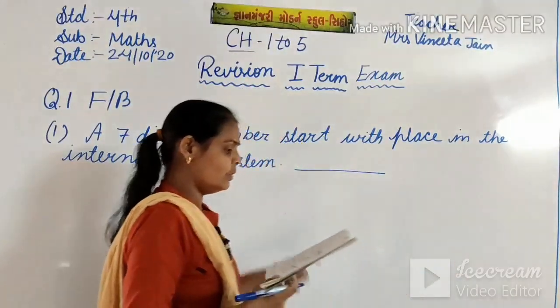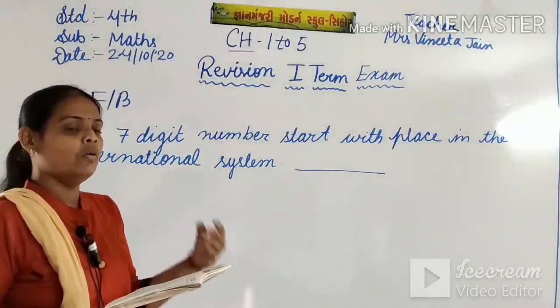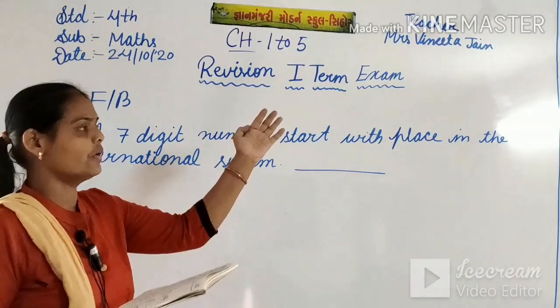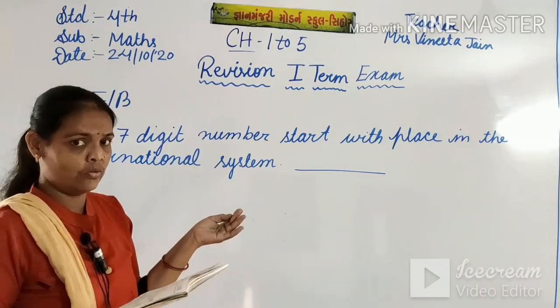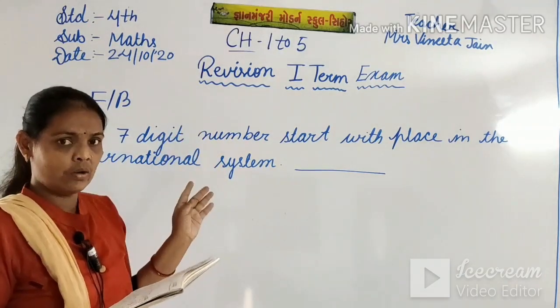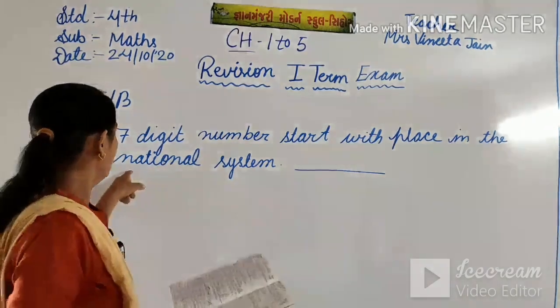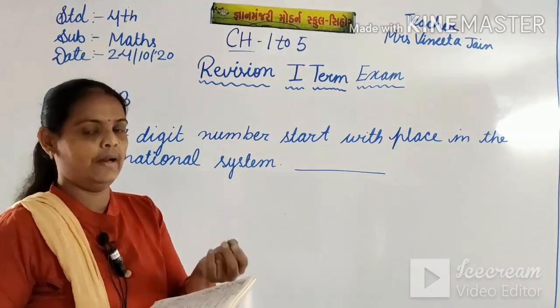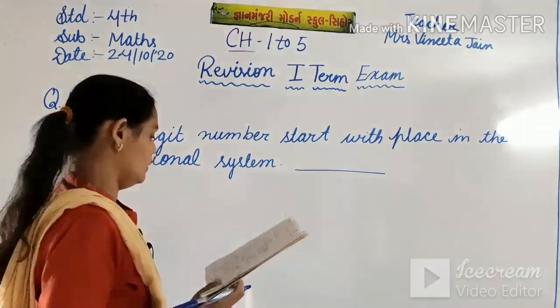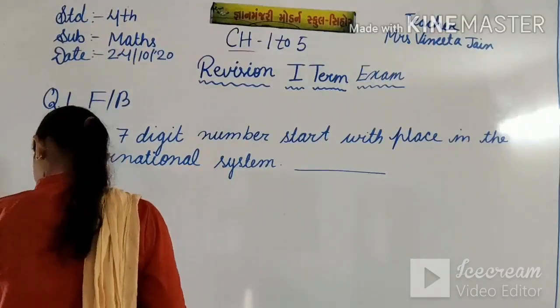Okay. So how do you do this? Like ones, tens, hundred, thousand, 10,000. A 5-digit number is 10,000 and a 6-digit is 100,000. And for a 2-digit number, ones and tens. Okay. Next question.